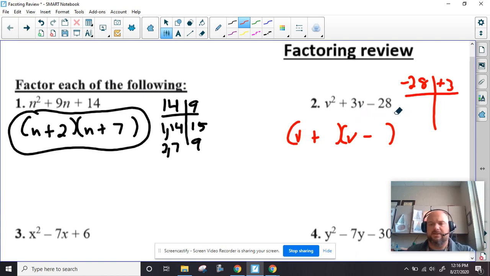Now, numbers that multiply to 28, well, 28 and negative 1. See, I'm making the smaller one negative. 14 and negative 2. And then 7 and negative 4. All right, 7 minus 4 gives us 3. So here are the factors we need. The 7 goes here, 4 goes here.